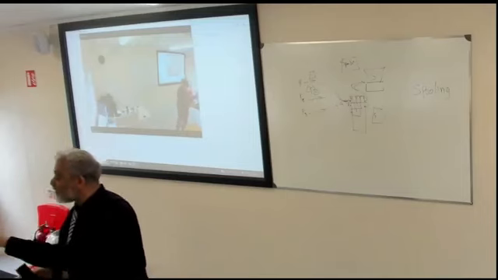Name another condition for a deadlock. Conditions required for a deadlock. Circular wait, another condition. Hold and wait, another condition. Okay, so the first condition, the one that we can solve using spooling, what's that condition? Mutual exclusion.